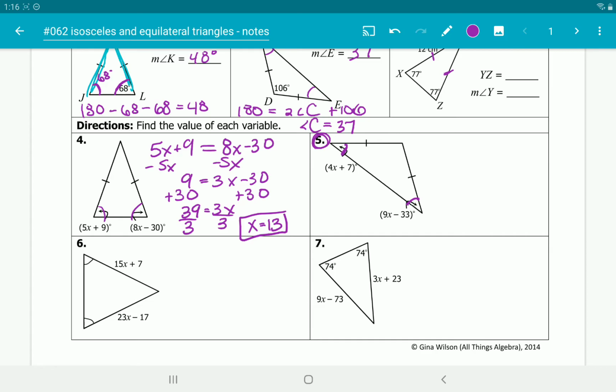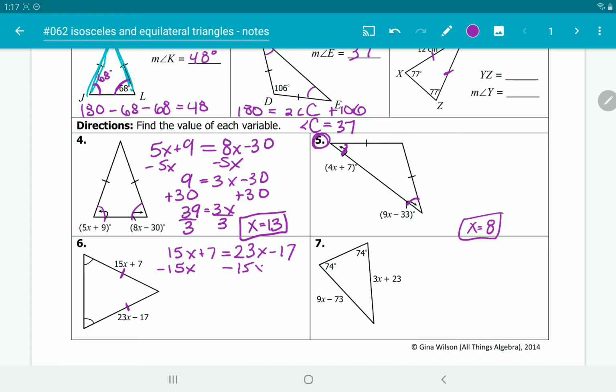Okay, so at the end of that, you should have got that x is equal to 8. So if you didn't, go back and try again. And we'll go on to number 6. So we know that these angles are the same, and so the sides that match up with them are also the same. So now we have this 15x plus 7, and it's the same, so it's equal to this 23x minus 17.